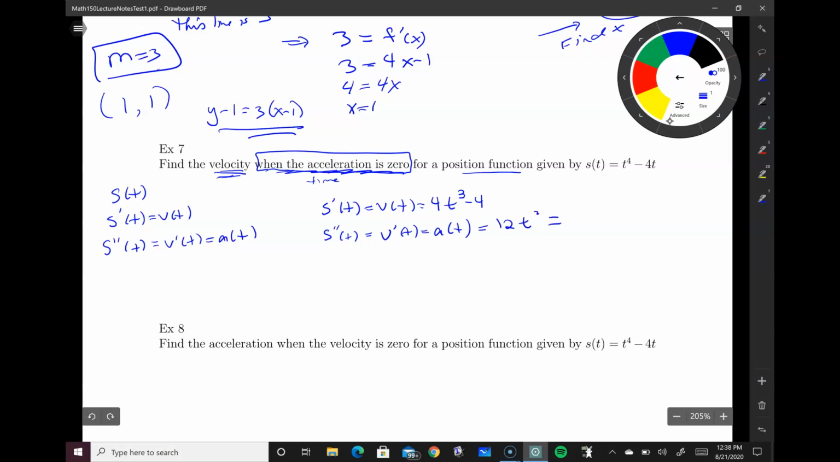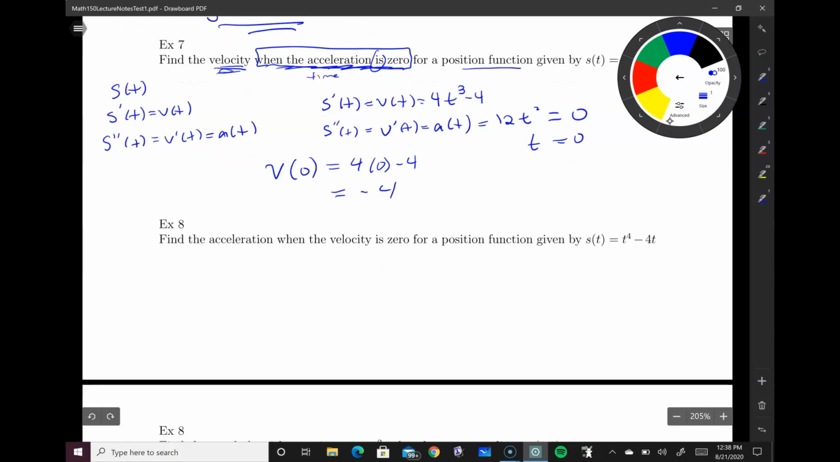So this will equal 0, right? The acceleration is 0 at t equals 0. Now I can find the velocity. So the velocity at time 0 will be 4 times 0 minus 4, so that gives me negative 4.